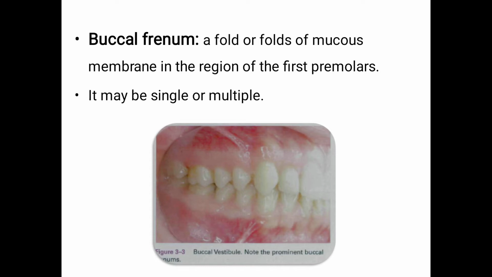البكة الفرينيوم نفس الفهم بس عبارة عن fold or folds، لكن mainly هي folds بتكون multiple membrane في الريجون بس مختلف في المكان، اللي هي mainly في الفيرس بريمولر، في الريجون بتاع الفيرس بريمولر في الاريا دي. تمام. This is the area of the buccal frenum. Maybe single or multiple, but as I mentioned, it's mainly multiple.